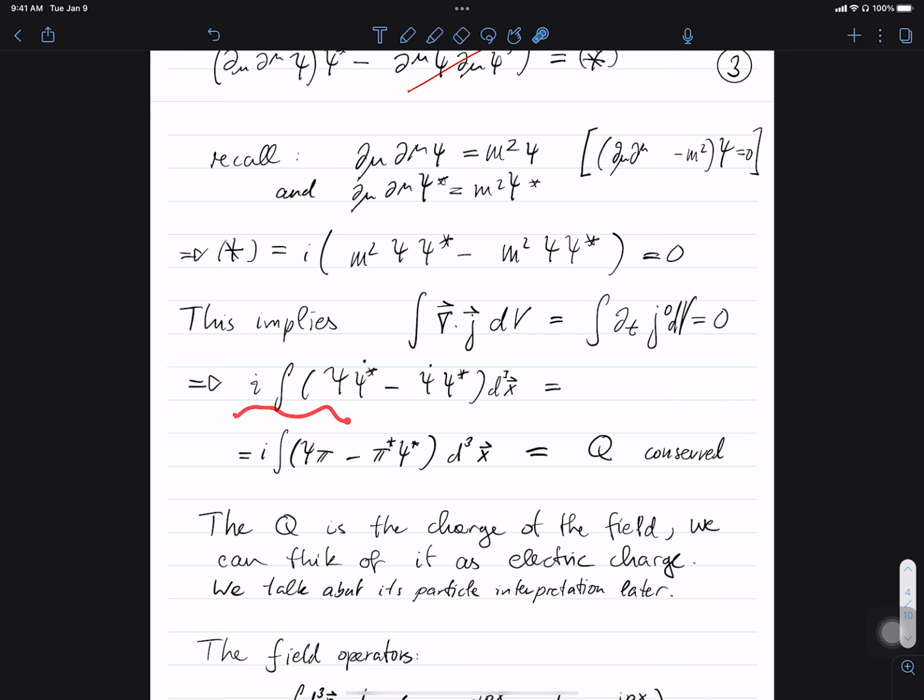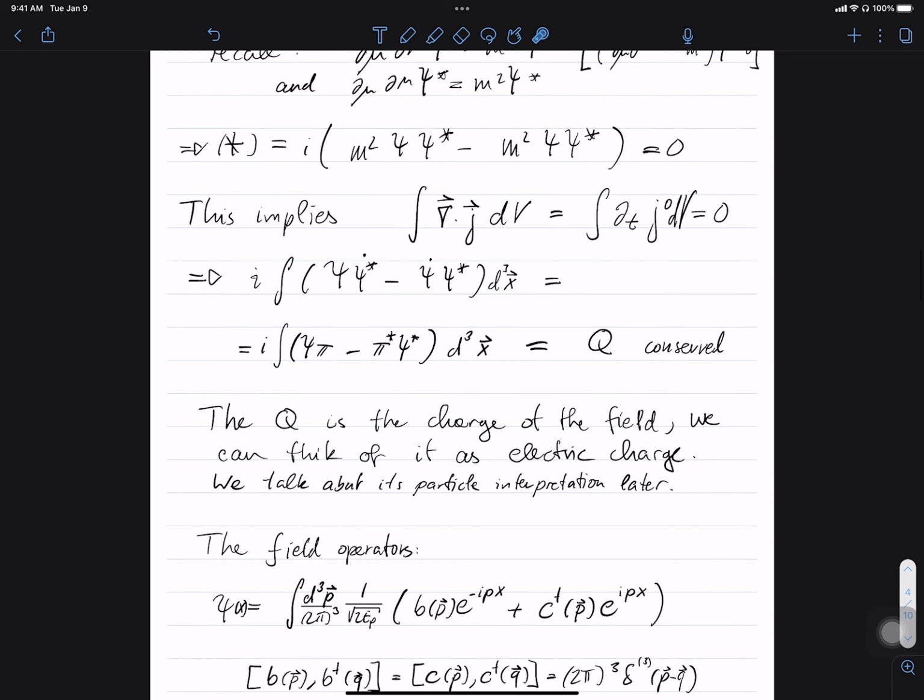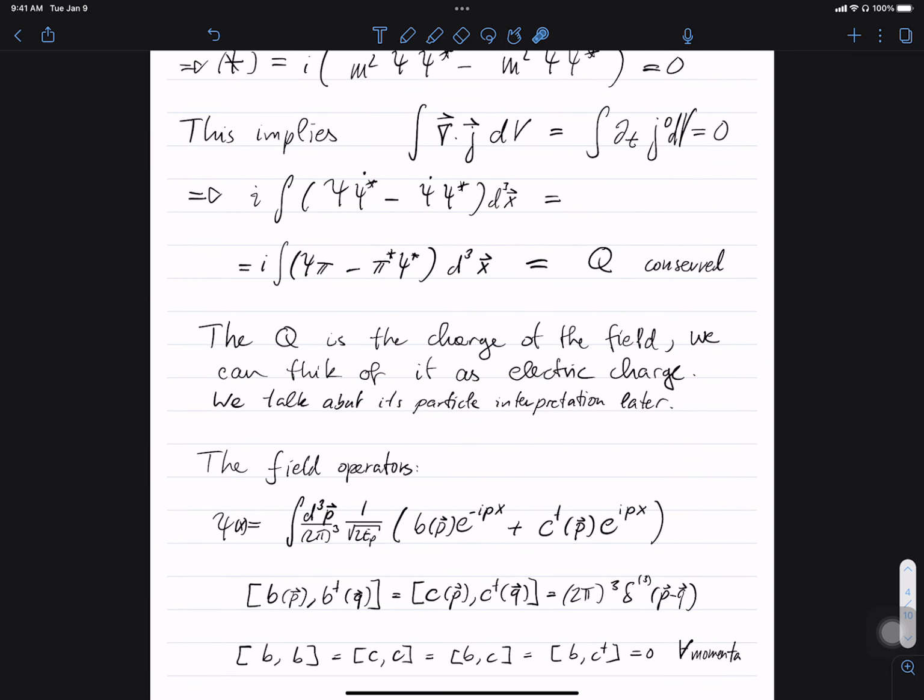And then we can write out explicitly what the conserved quantity is. This is ψ̇*ψ − ψ̇ψ*. If you remember the definition of the canonical momentum, this is just ψπ − π*ψ*. So this is the definition, and we call this a charge. This is a conserved value for this field, and we can really think of it as an electric charge that is carried by this field. Doesn't matter that we don't really talk about electrons. This is a complex scalar field, but it still can carry charge that behaves for our purposes exactly like electrical charge.